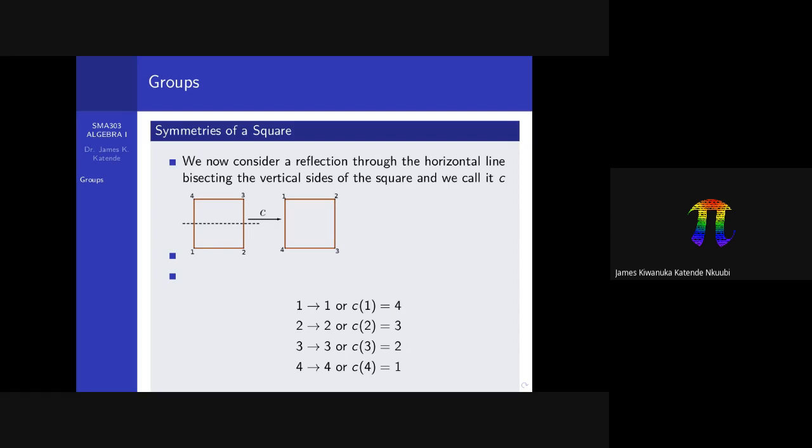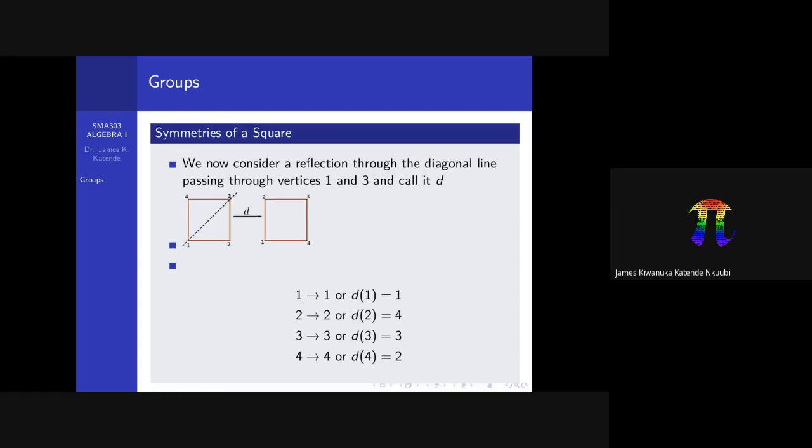So this gives you the horizontal reflection. We can also have a reflection through the diagonals, like that. Now the first diagonal we'll consider is the one that passes through the vertices 1 and 3. And since the vertices 1 and 3 are on the mirror line, they don't move at all. So 1 and 3 will remain fixed.